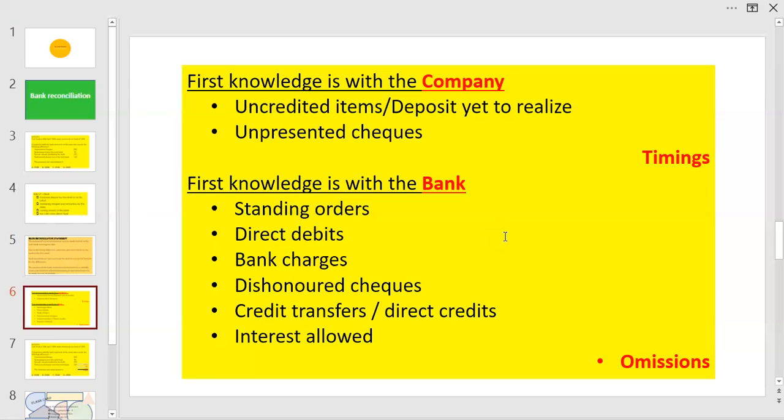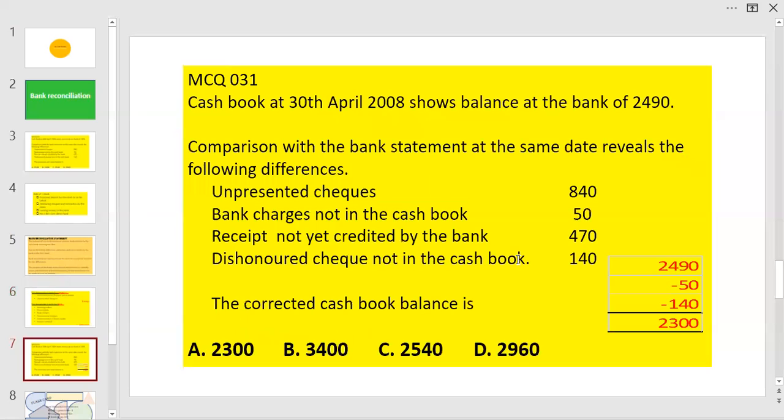Further, there can be errors which are common in any businesses. If the mistakes are made in the company's account, they will have to correct it. Similarly, if the bank has made the mistake, they will have to correct it respectively. Hope it is clear. Now let's go to the question, where they say the balance of the bank is given in the books of our account, which is 2,490.